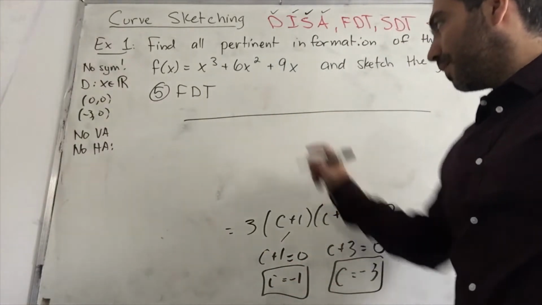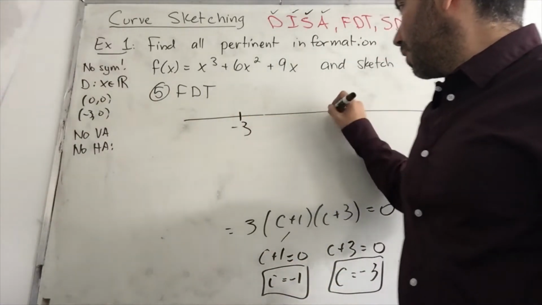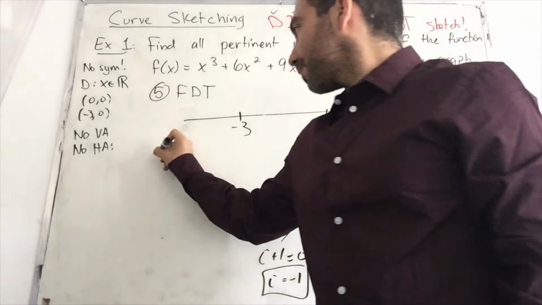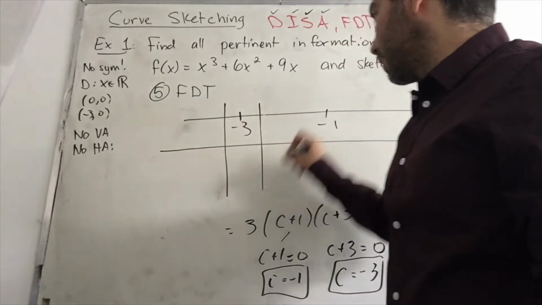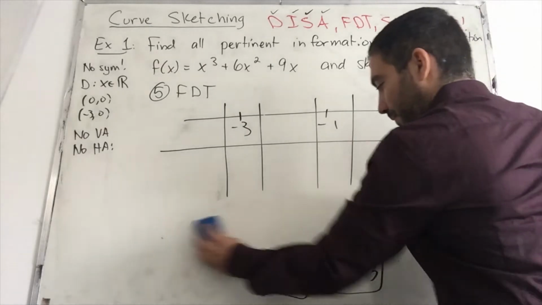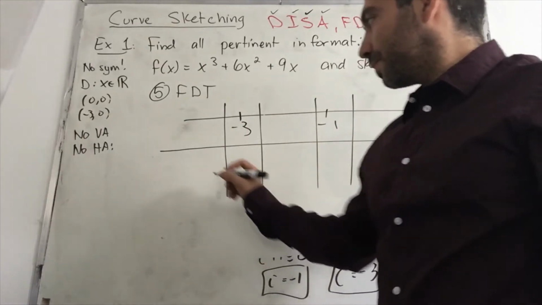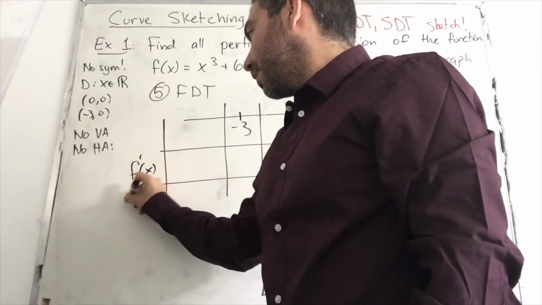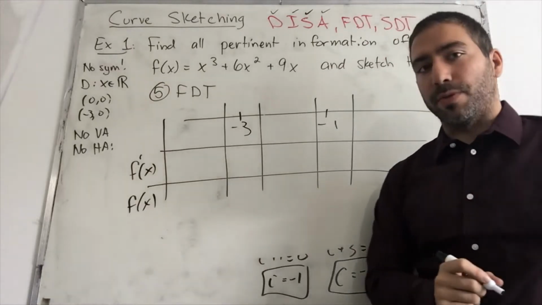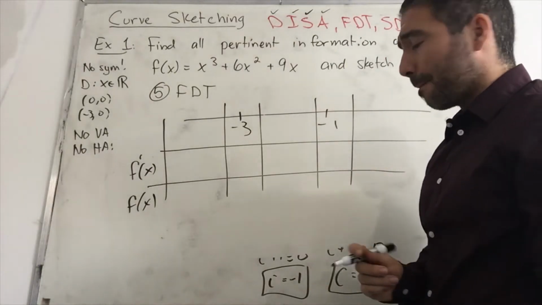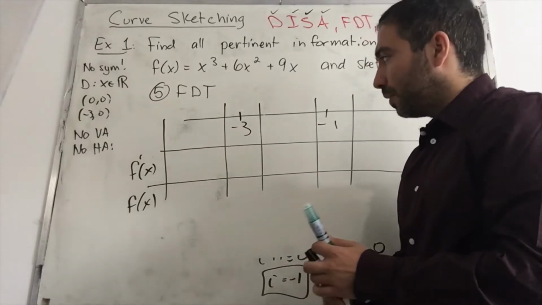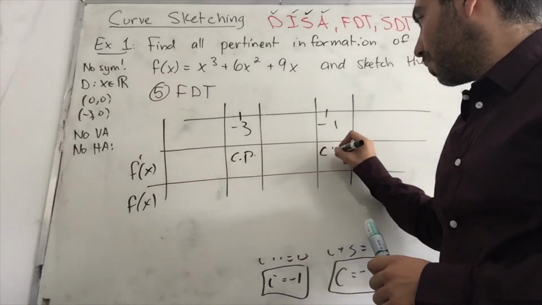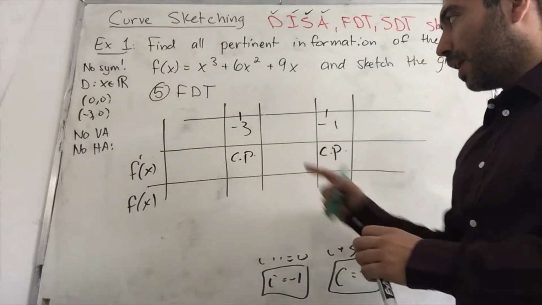So creating our number line, we have negative 3, negative 1, and let's say 0 would be here. Let's box these guys in. Here I'm going to take the first derivative, and here I'm going to put the original function. What does it tell us about the original function? Let's put our test values. This is our critical point. This is our critical point. And now we're going to test values in between.